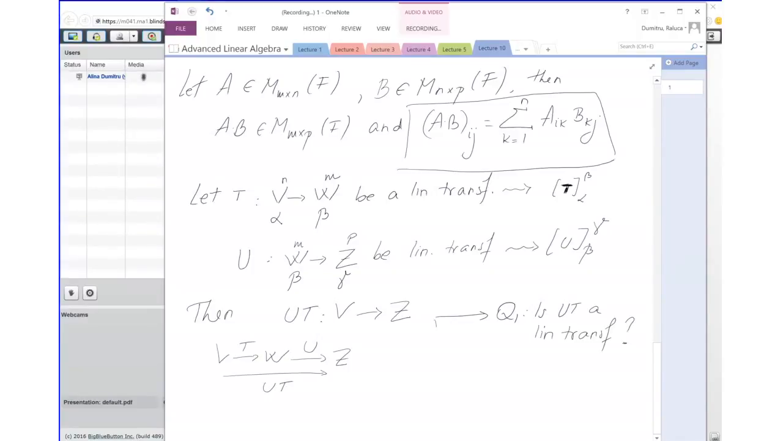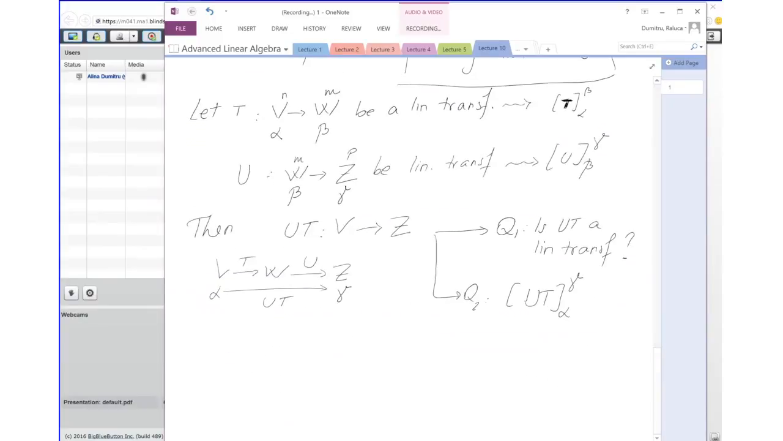And question two, if yes, what would be the matrix of this composite function? So it goes from V, which had the basis alpha, to Z, which had the basis gamma. So I want to know what the matrix from alpha to gamma of this composite function is.